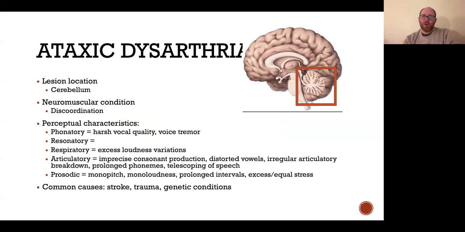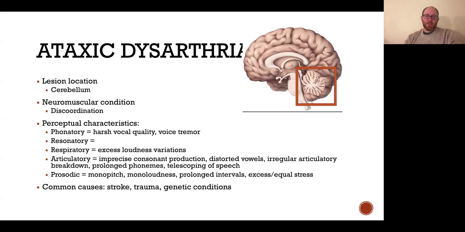Perceptually, these people have harsh vocal quality and voice tremor. They have a hard time coordinating their vocal fold movements, and that results in a voice tremor. In the respiratory system, they tend to have excess loudness variations. Again, they can't coordinate all of the pieces that are involved in keeping consistent loudness, so they might be really quiet and then they might get really loud within the same phrase, just like I did there.